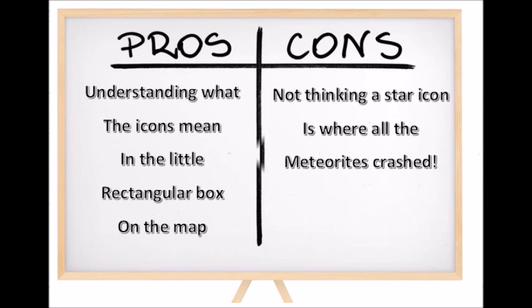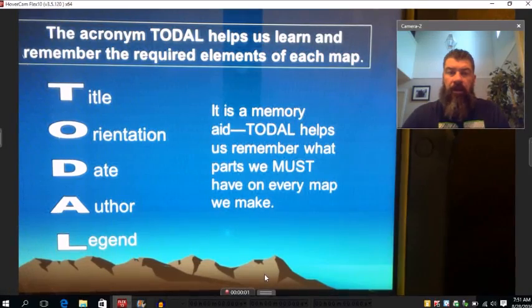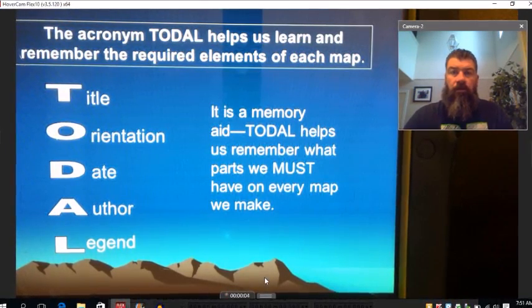And finally, understanding what the icons mean in the little rectangle box on the map. Con, not thinking a star icon is where all the meteorites crashed. So there you have it, guys. That's your pros and cons for knowing your map skills.